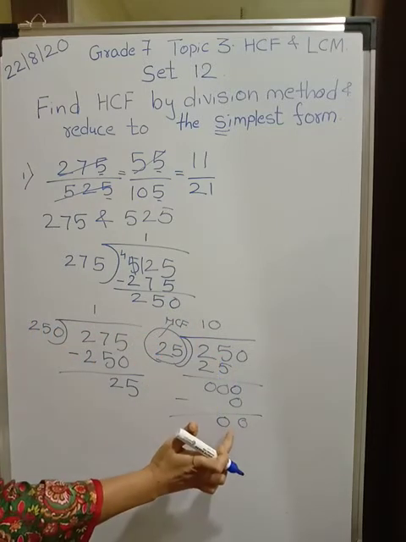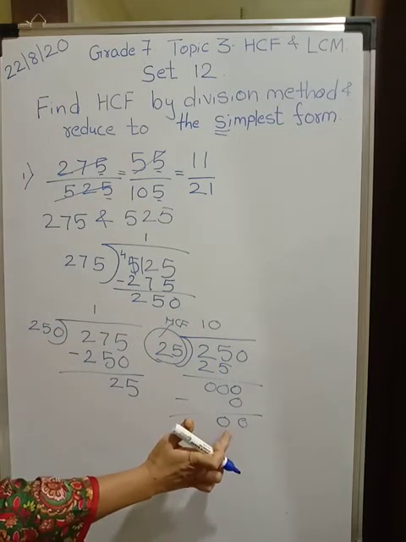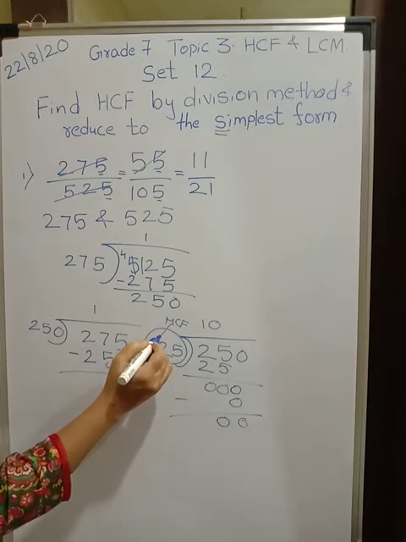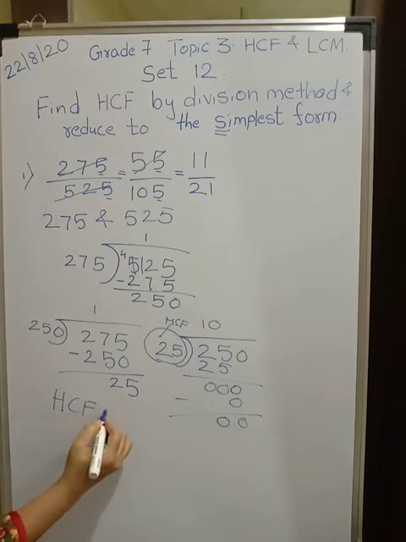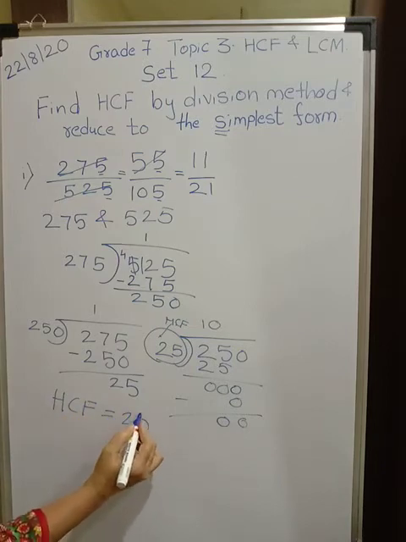Now after you get remainder as 0, then whatever is the divisor, that will be your HCF. So what is the HCF? HCF of this is nothing but 25.